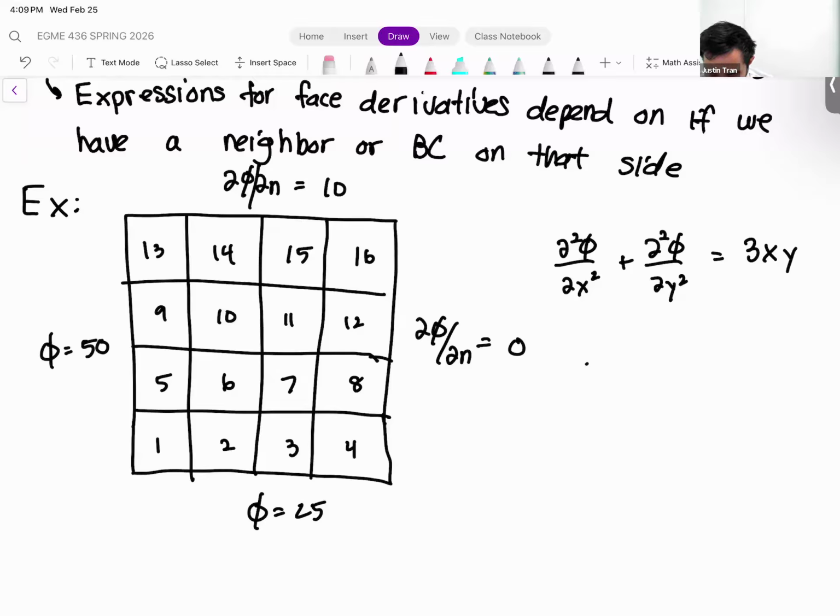Let's say the grid spacing is 0.5 in each direction. Given this information, we have everything we need to write out the finite volume equations for every cell in this grid. Now we're not going to do every single cell. That would be insanity. It would take the entire lecture. So let's just do a few of these.